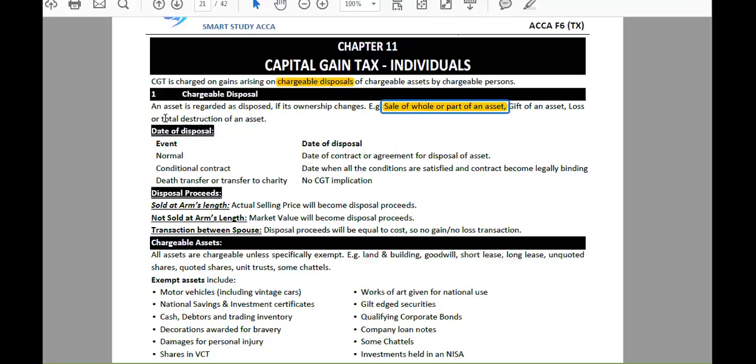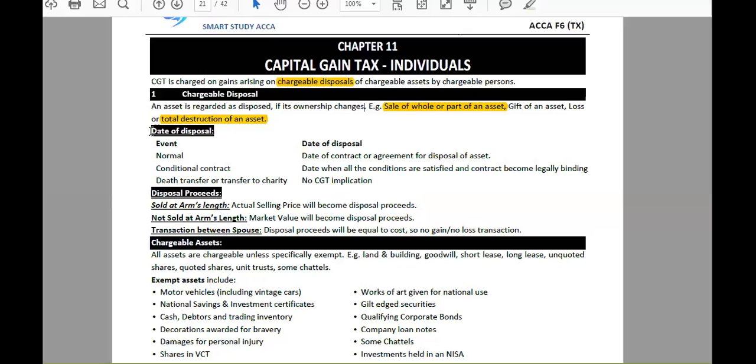Then loss or total destruction of an asset. If you have lost an asset, or maybe you have transferred an asset as a result of theft, once again the asset has transferred. So whenever the asset is transferred, it will be considered as disposal.